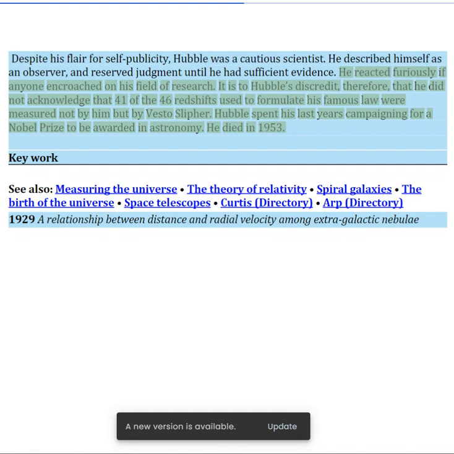It is to Hubble's discredit, therefore, that he did not acknowledge that 41 of the 46 redshifts used to formulate his famous law were measured not by him but by Vesto Slipher. Hubble spent his last years campaigning for a Nobel Prize to be awarded in astronomy. He died in 1953. Key work.